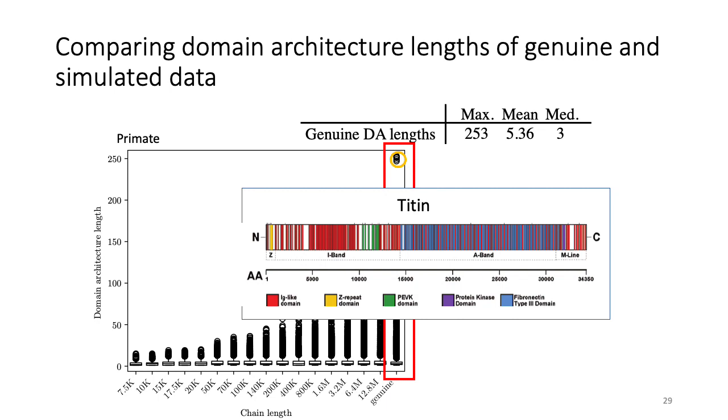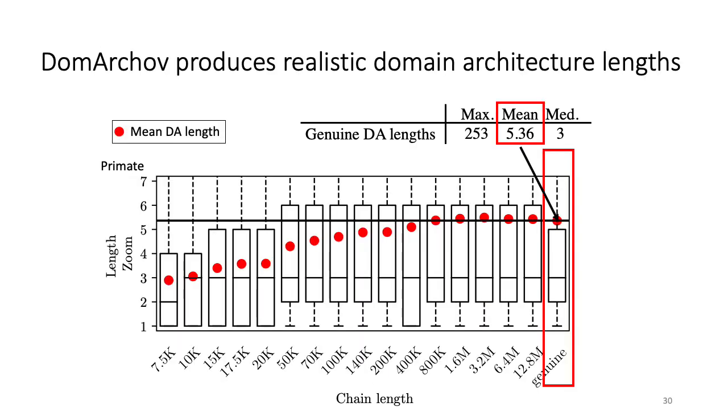However, if we leave these outliers and zoom in, you can see as we increase the chain length, the mean domain architecture length converges to the mean in the genuine data. This demonstrates the stability of our model. It's able to achieve a balance between domain gain and loss that produces realistic domain architecture lengths.